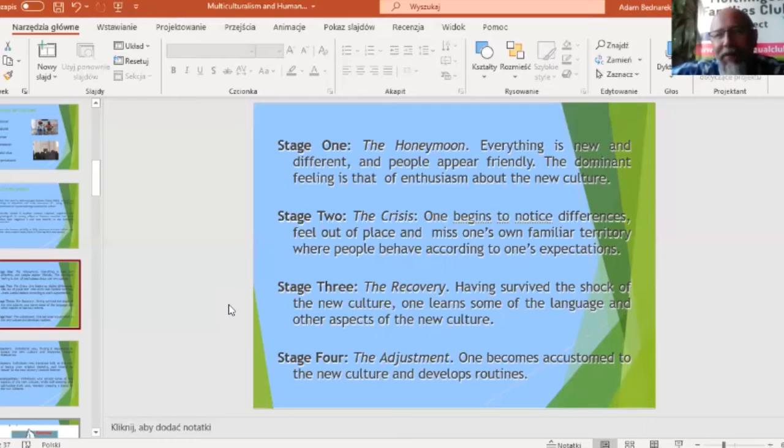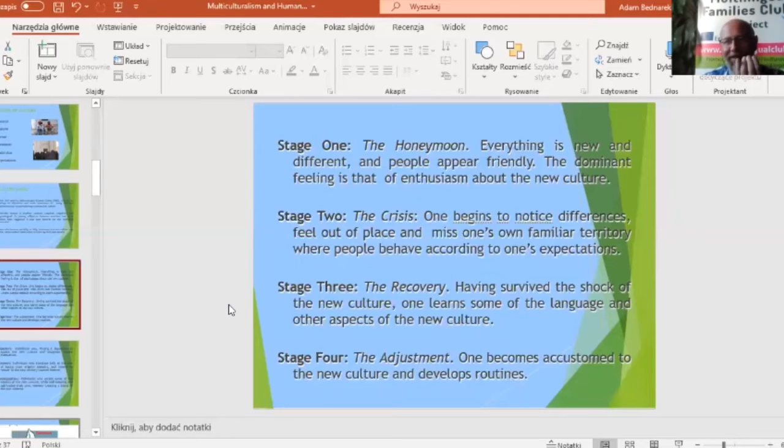People frequently get this when they go on vacation, right? They go to a different country because they don't have to work. They leave their work behind. They leave their problems behind. I'm going on vacation, and they say, wow, everything in this country, everything in this society is perfect. I can move here, right? I can start my life here. It's the enthusiasm. But then comes stage two.